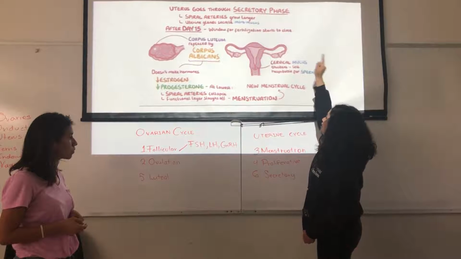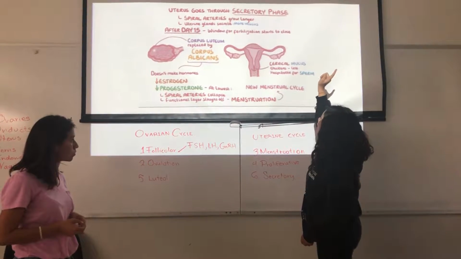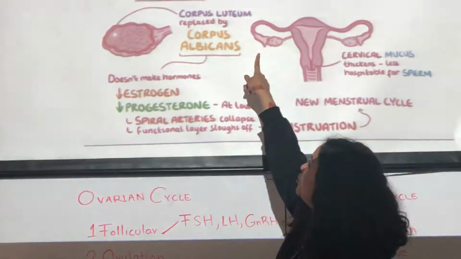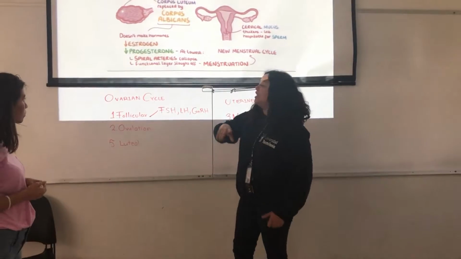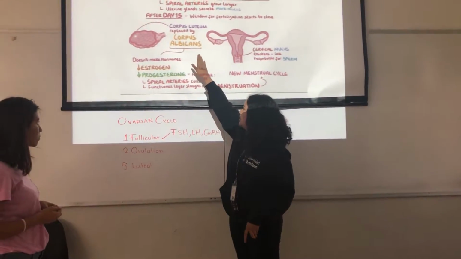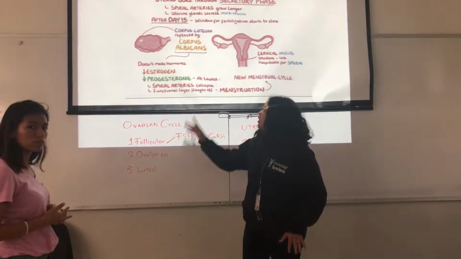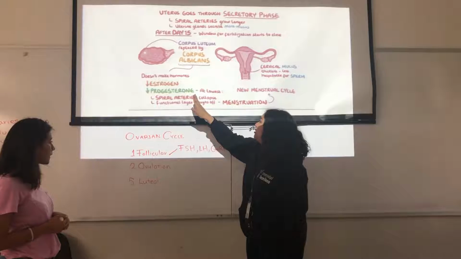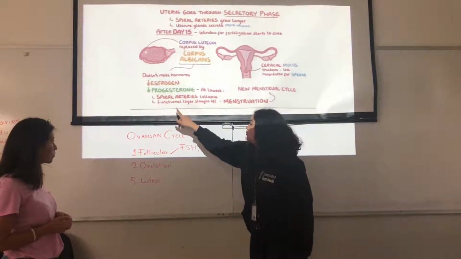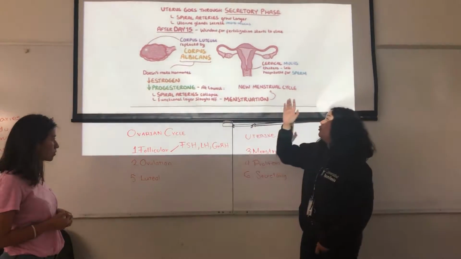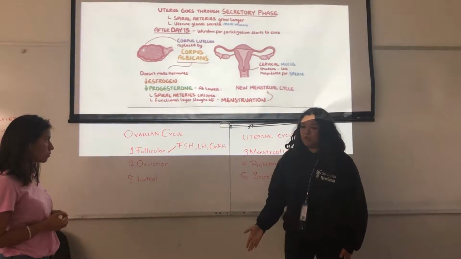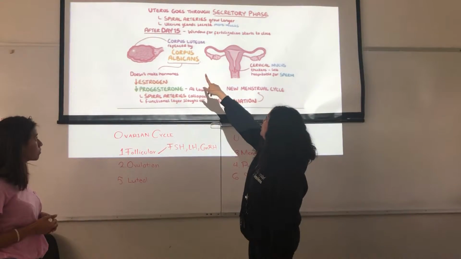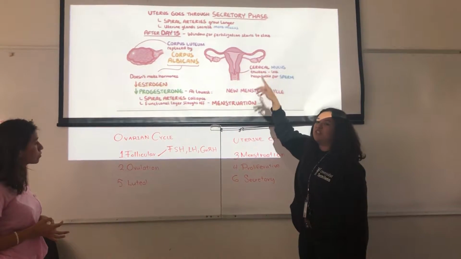The cervical mucus thickens, making it less hospitable for sperm, and the corpus luteum is replaced by the corpus albicans. This does not produce any hormones, which means the estrogen and the progesterone are going to diminish. While they are at their lowest, the spiral arteries collapse and the functional layer of the endometrium sloughs off, which means menstruation. And what does menstruation mean? A whole new menstrual cycle is about to begin. This happens after day 15, when the window for fertilization starts to close.